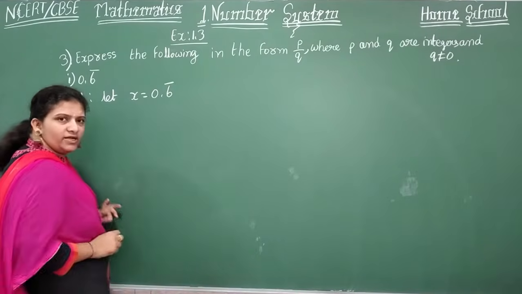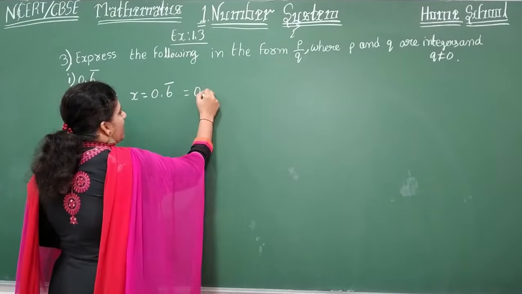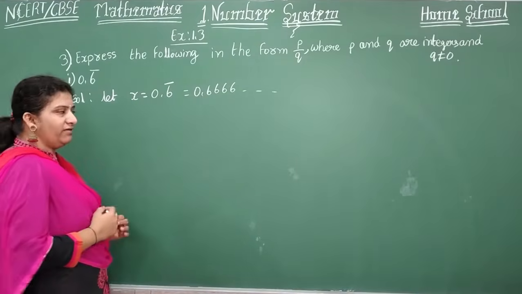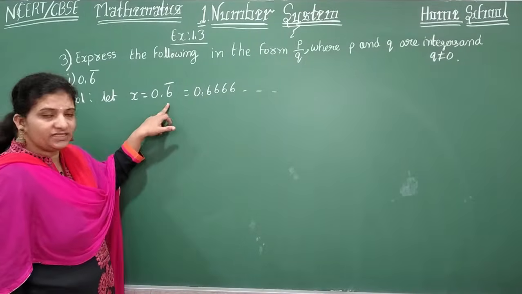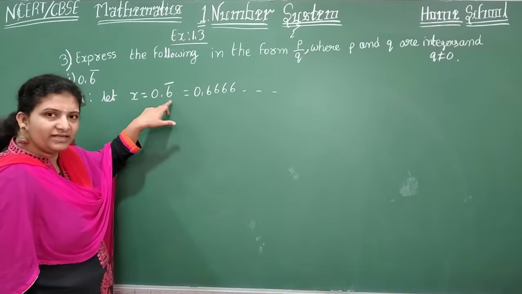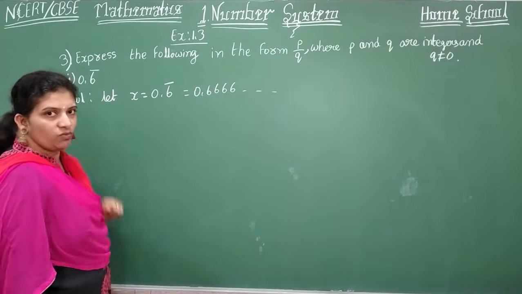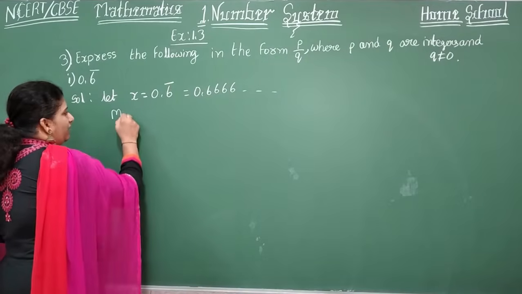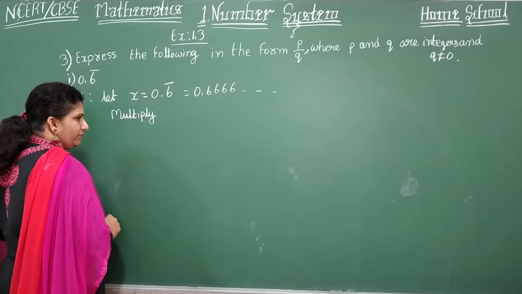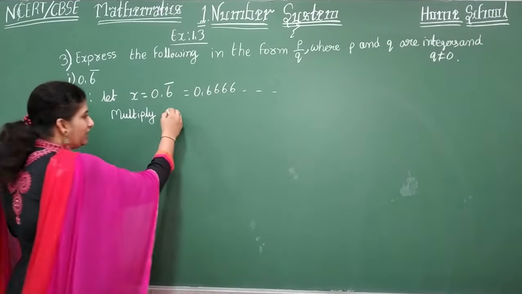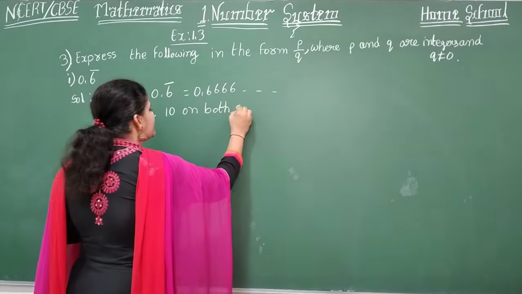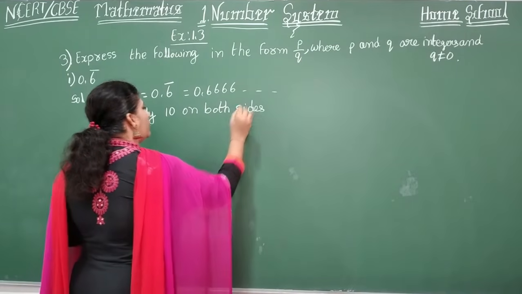What do you mean by this 0.6 bar? I can write this as 0.666 and so on like this, right? So now after how many digits does the decimal repeat? Only one digit is repeating, right? After one digit you have a decimal here. So what I need to do? Let me multiply. Let us multiply 10 on both sides.